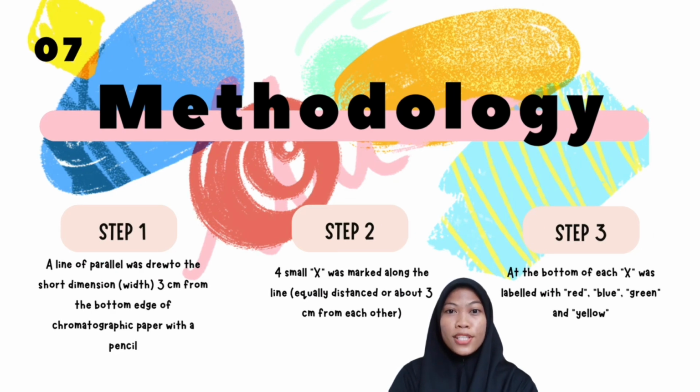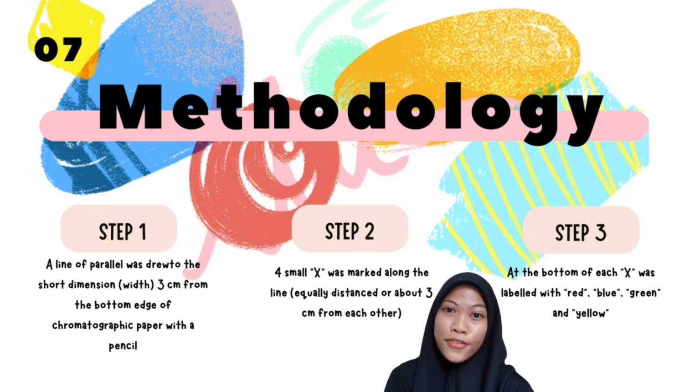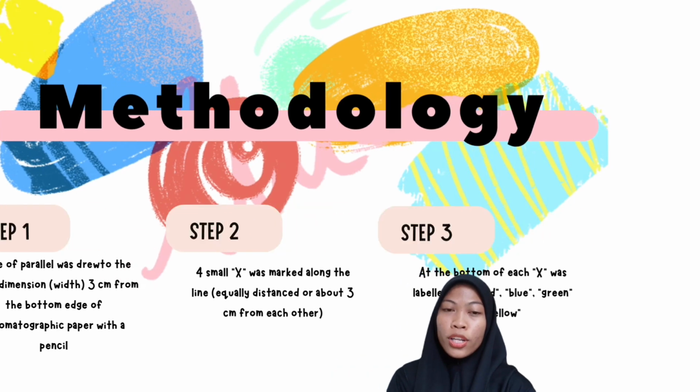Next is the methodology of paper chromatography. Firstly, a line parallel to the short dimension was ruled 3 cm from the bottom edge of the chromatographic paper with a pencil. Second, 4 small X marks were made along the line, equally distant, about 3 cm from each other. Below each X was labeled red, blue, green, and yellow.